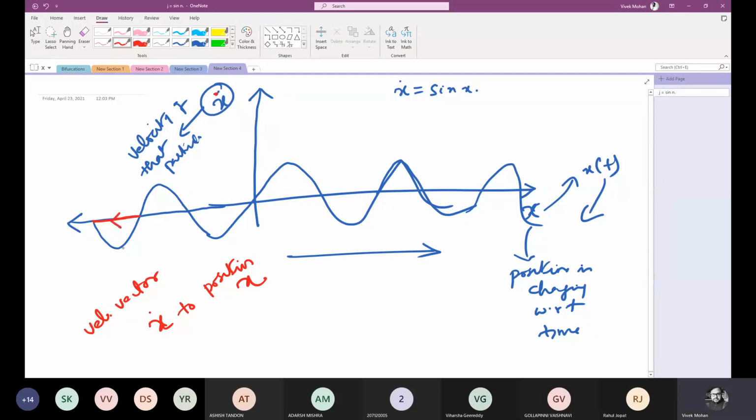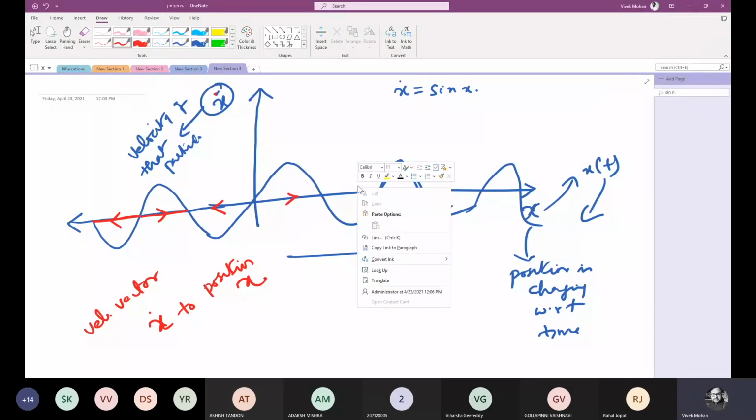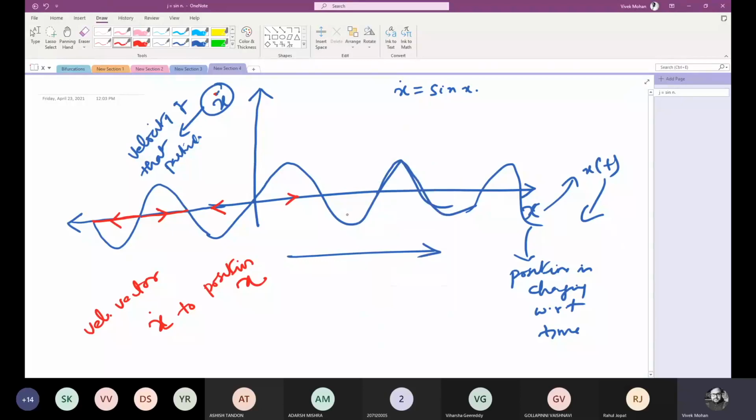X dot is negative here, right? Here the x dot is positive. I am keeping the arrow to the right side. Now here again, x dot is negative, arrow is like this. X dot is positive, arrow is like this. Okay, so this is what is happening. Okay, 1 minute, I will show you.